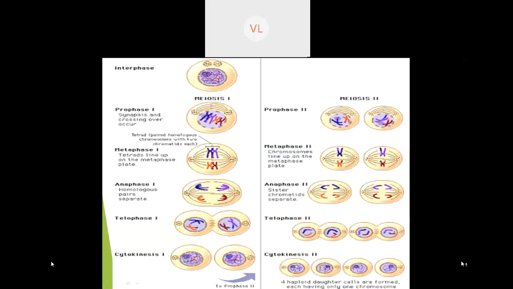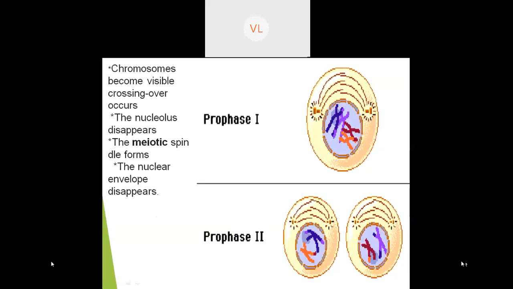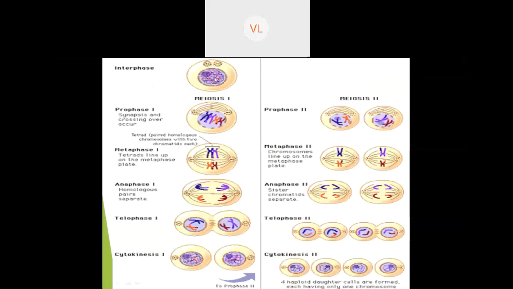beginning. Okay, remember that in cell division, interphase is the first phase. Here I'm not showing you, but interphase is the first phase. And here you can see chromatids.